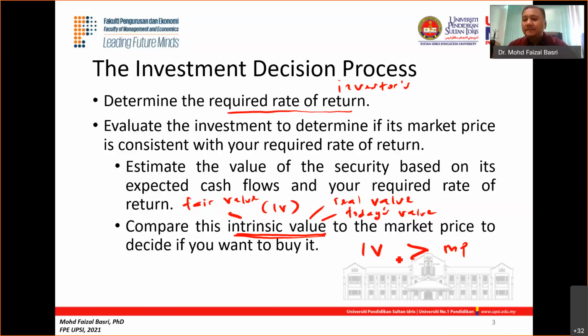If this intrinsic value is more than the market price, meaning the market price is lower than the intrinsic value, then if I switch the position, IV is higher than MP, meaning MP is lower than IV. The market price is cheaper than the intrinsic value. So if this is the situation, we call that undervalued.